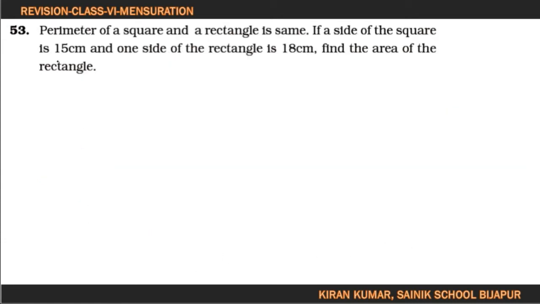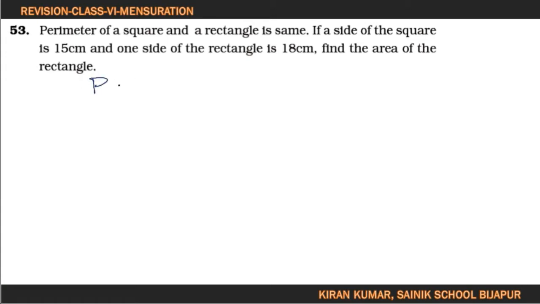Question number 53. Perimeter of a square and a rectangle is same if a side of a square is 15 centimeter and one side of the rectangle is 18 centimeter. Find the area of the rectangle.